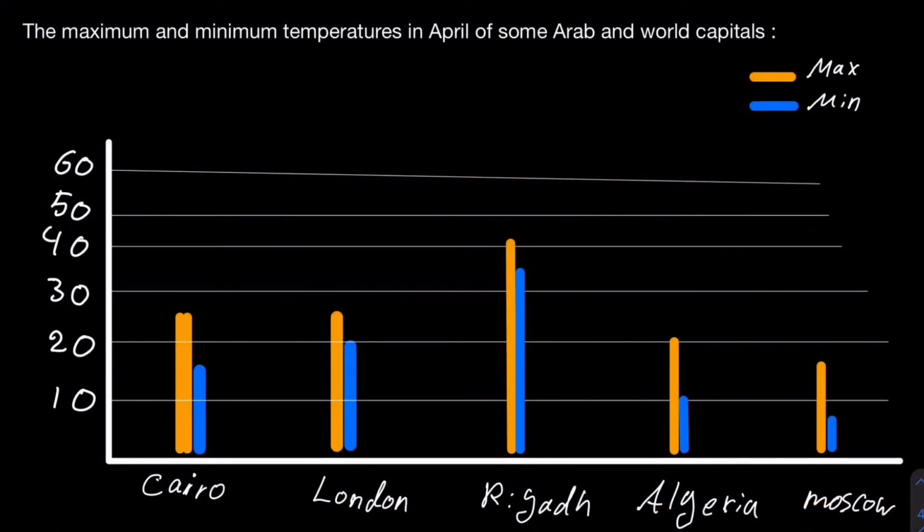Now you guys already know about these ones, my favorite types of questions. Free questions. Sometimes they're hard on the actual exam, but most of the time they're actually really easy. Like this time, they're actually really easy. The maximum and minimum temperatures in April of some Arab and world countries. The maximum is in orange, the minimum is in blue, and we have some Arab and world capitals. I said countries, it's capitals.